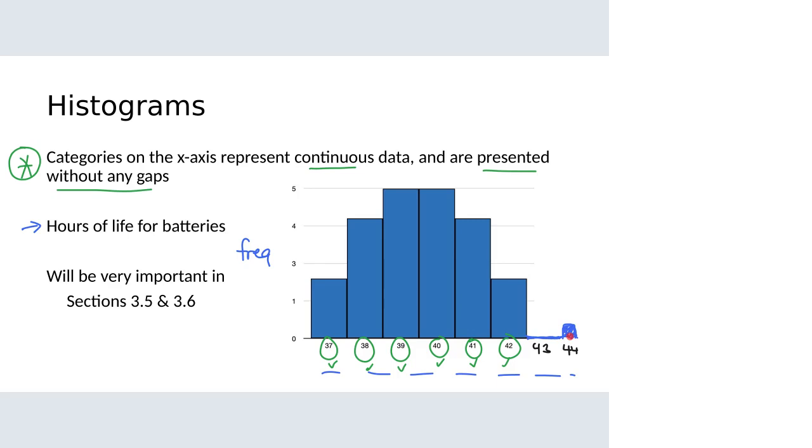I will tell you that in section 3.4, the bar graphs are more important. This is a special type of bar graph, and we're going to revisit the importance of this in sections 3.5 and 3.6. We're going to see histograms again on Thursday. For right now, I just want you to know that they are a bar graph. They're just a bar graph that comes with some special conditions.